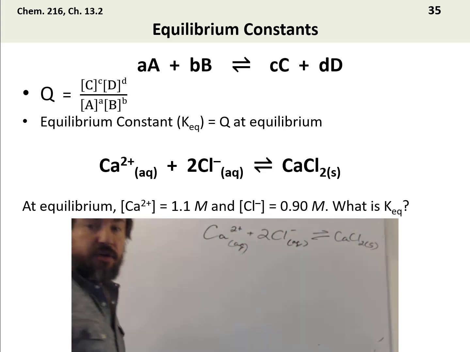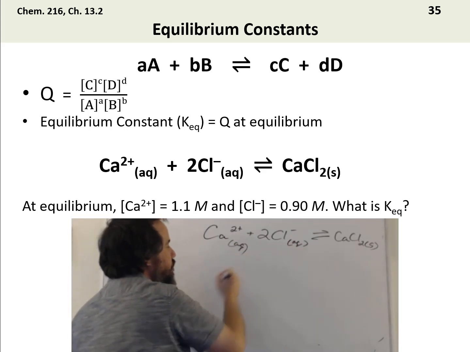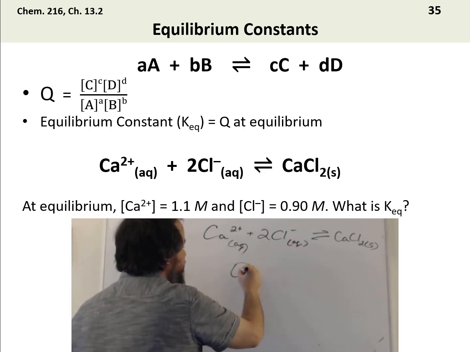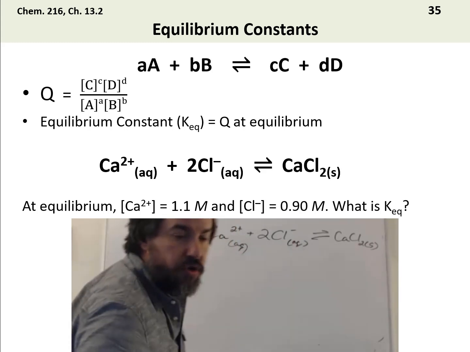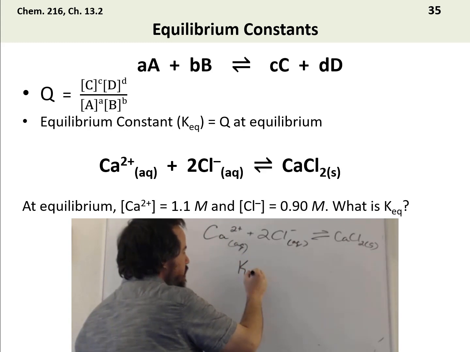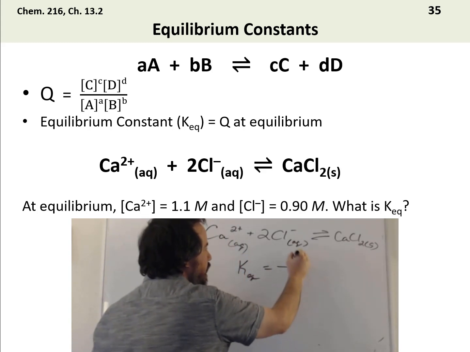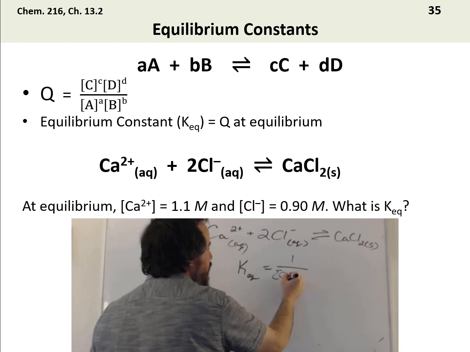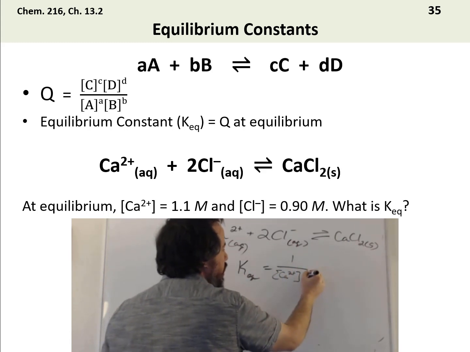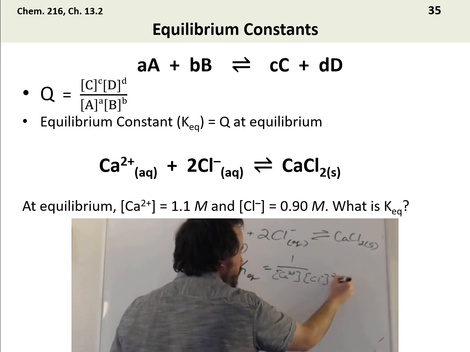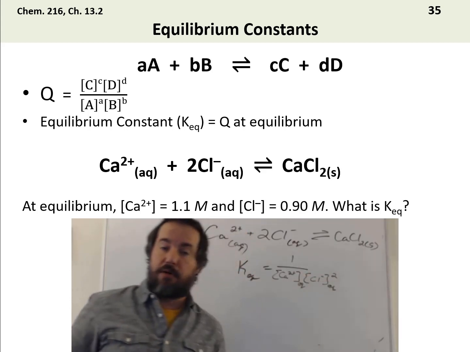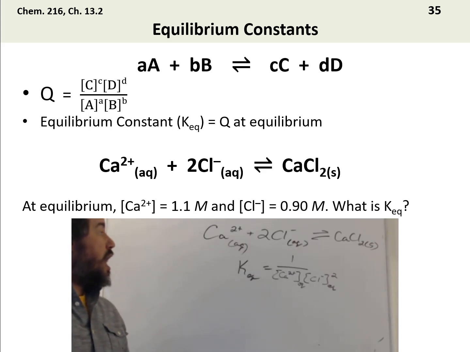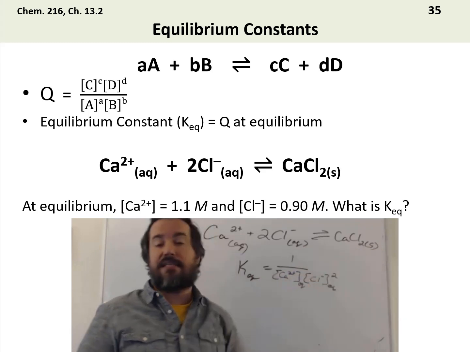All right, so we have this equation, and we need to find K. If I want to find K, I'm going to do 1 over calcium 2+ times chloride minus squared, and these have to be at equilibrium, so I'm going to put an equilibrium subscript. Notice that calcium chloride is not in there because it's a solid.